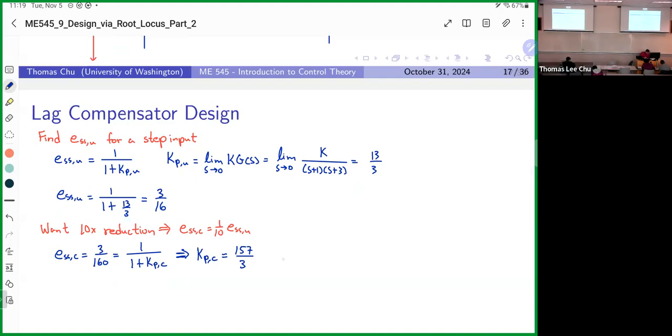And the definition of KPC is equal to the limit as S goes to 0 of C of S multiplied by K times G of S, which is equal to the limit as S goes to 0 of S plus ZC divided by S plus PC, and we just multiply that by our KP constant. Any questions?